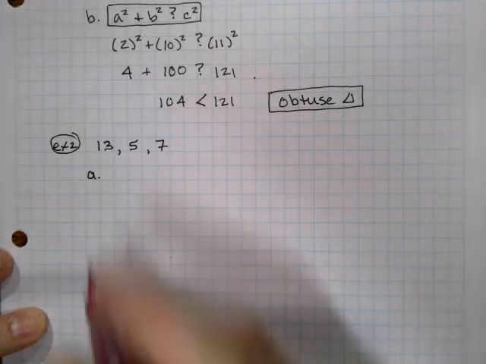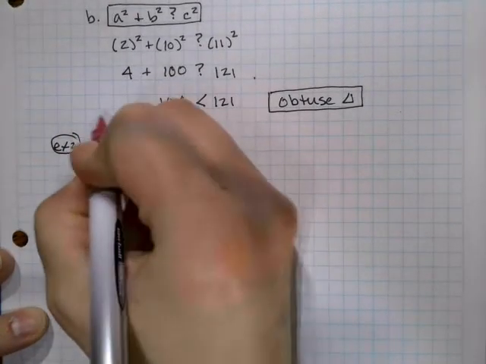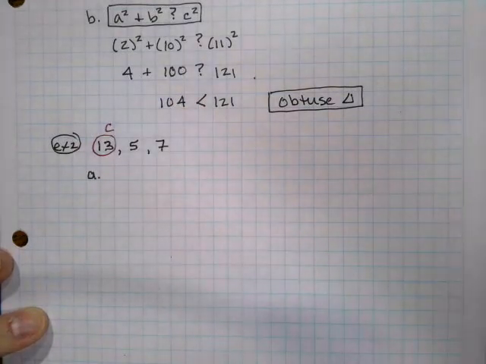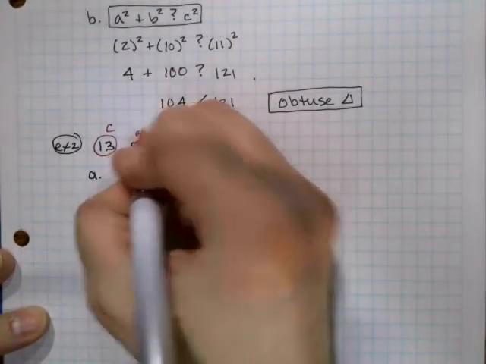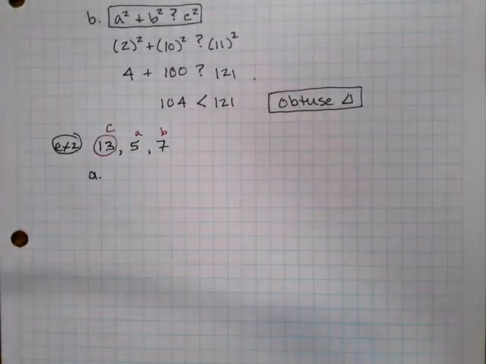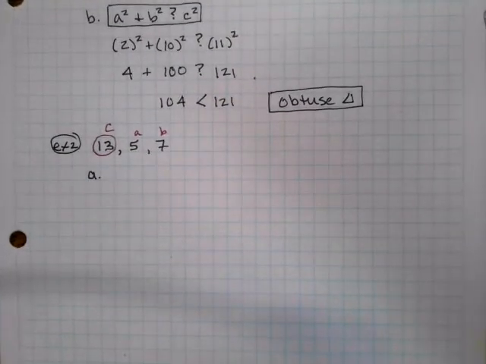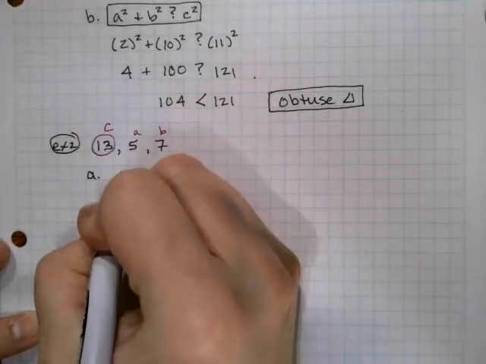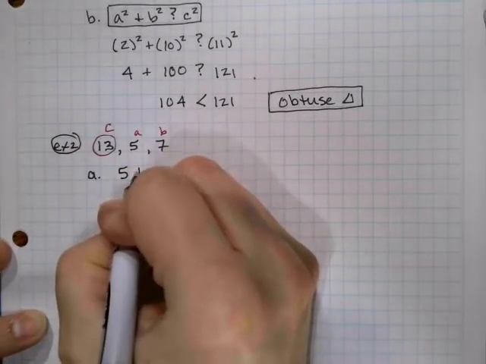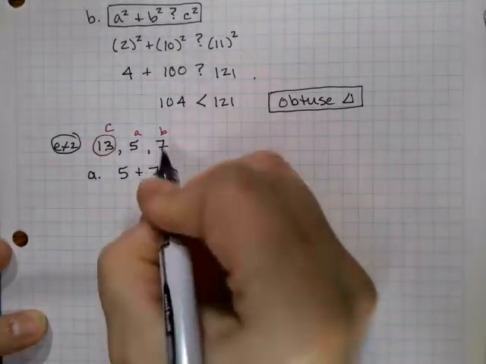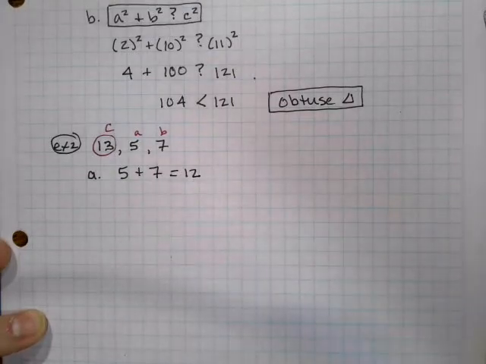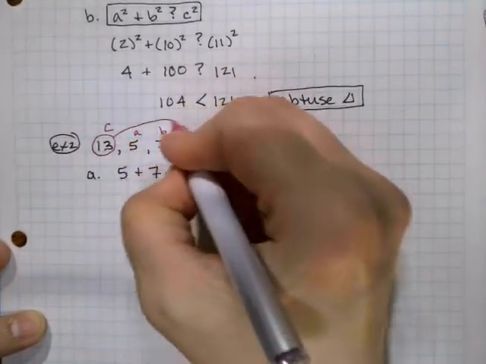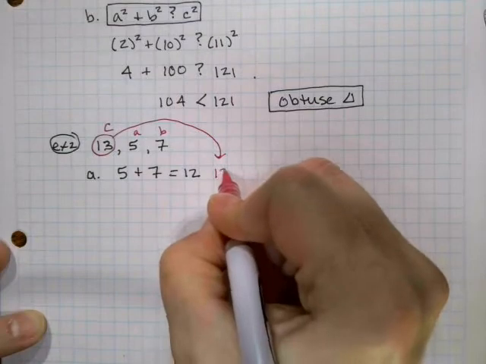So looking at your side lengths, take the longest one and designate it C. Then designate the other two as A and B. Either order is fine for A and B. So our triangle test is to take the smallest two sides and add them together. 5 plus 7, which is 12. And then determine that relationship with the longest side, which is 13.